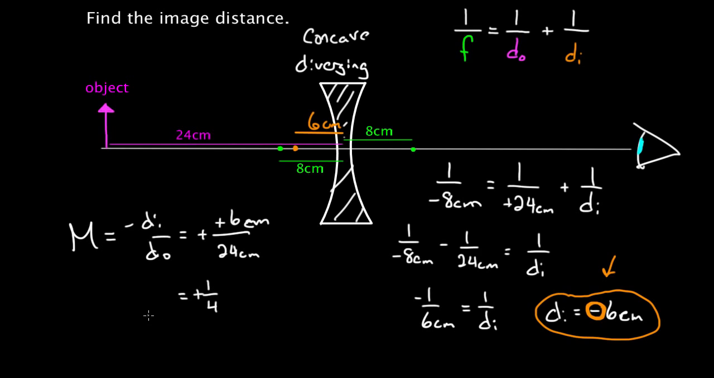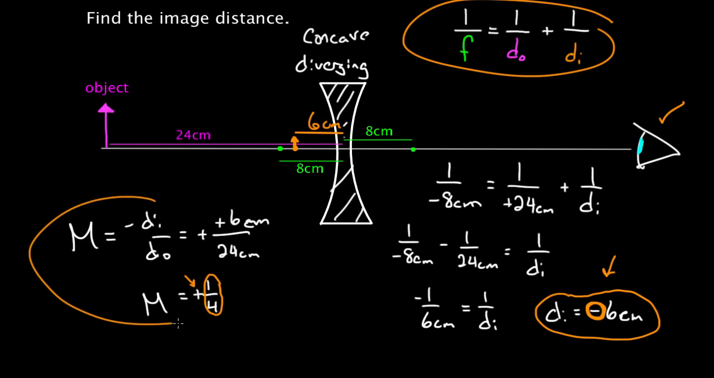1/4 means that my image is going to be 1/4 the size of my object. So if my object were, say, 8 centimeters tall, my image would only be 2 centimeters tall. I've got to draw an image here that's right side up because I got a positive, and it's got to be 1/4 as big as my object. So 1/4 might be around here. It's right side up and about 1/4 as big. I'd get a really little image, right around there. That's what I would see when I look through this lens. So that's an example of using the thin lens equation and the magnification equation.